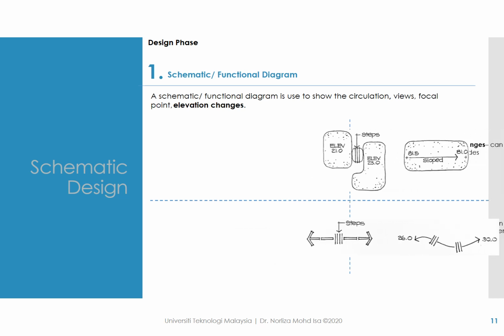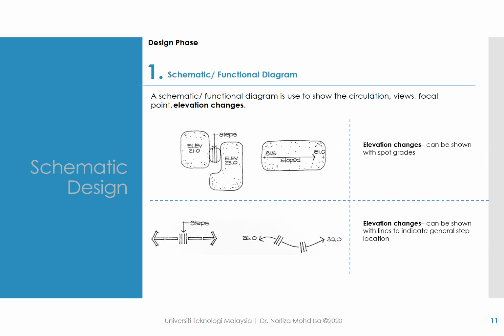And finally, a schematic or functional diagram is used to show the elevation change. Elevation change can be shown with spot grids. Elevation change also can be shown with lines to indicate general step location.